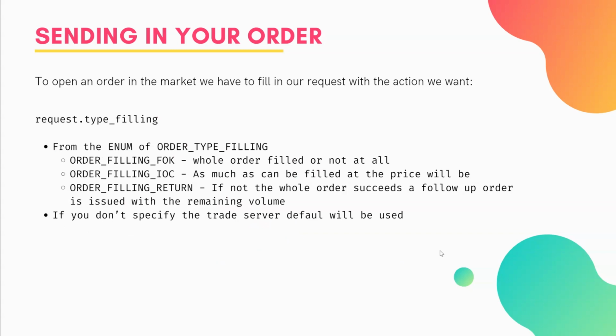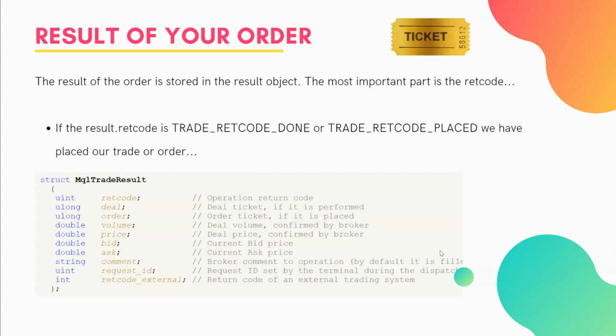Request type filling, you can use fill or kill, which is the whole order gets filled or not at all. You can use filling immediate or cancel, which is as much can be filled at the price as will be, or filling return. If the whole order succeeds, a follow-up order. If not the whole order succeeds, a follow-up order is issued with the remaining volume. So they're the different kinds. If you don't specify, it will default. But if you're specific, you want a certain type of filling, then you can use that, and you can look at that more in the MQL5 docs.